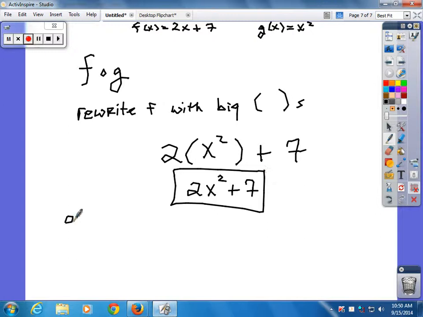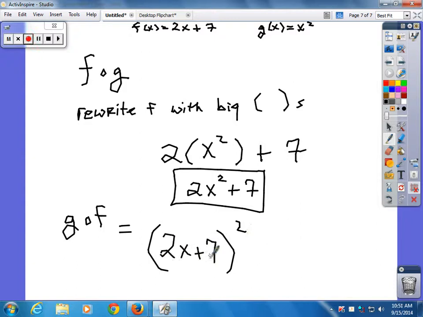What's g of f? G composed of f. Well, that means you're going to write the x squared with a big set of what? And what are you going to put in there? 2x plus 7. Now you can leave it like that, or you can write it out, but that's the simplified form, just this, because the other one will give you a trinomial. But you could write it either way.